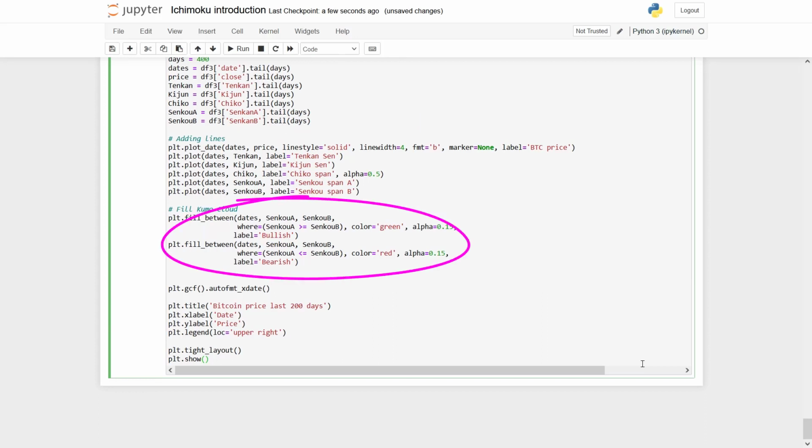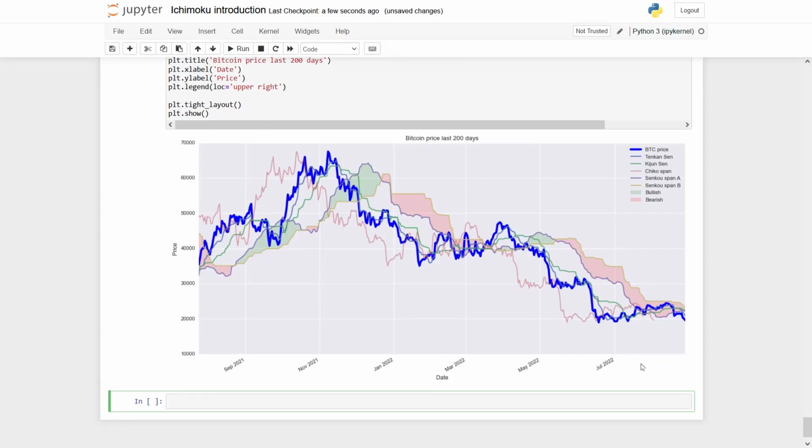In this piece of code I have created a fill for the Kumo cloud. If Senkou A is bigger than Senkou B, then the fill will be green, and otherwise it will be red. Finally I will give the plot a title and plot the x and y axis labels, and at the end I want to show the plot, and you can see the results over here. And with this plot we are at the end of this video.